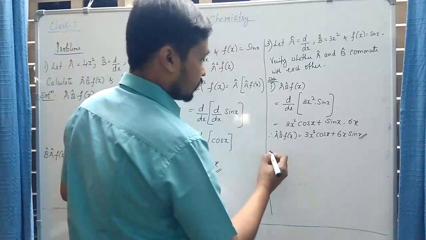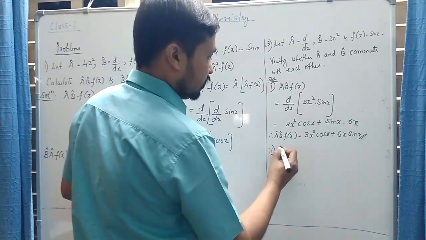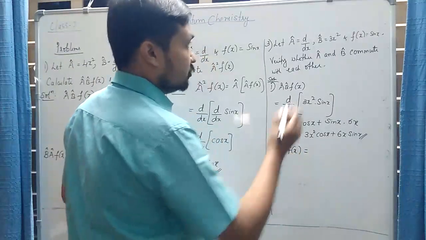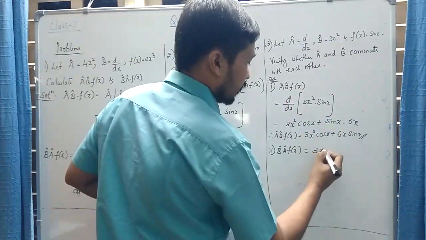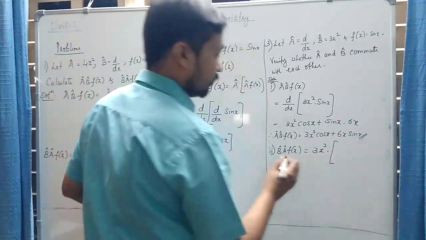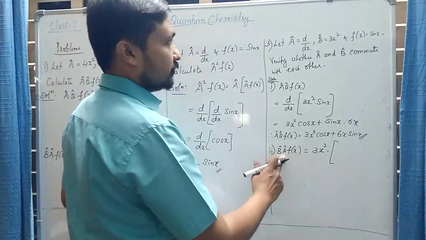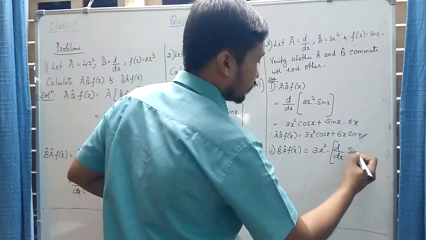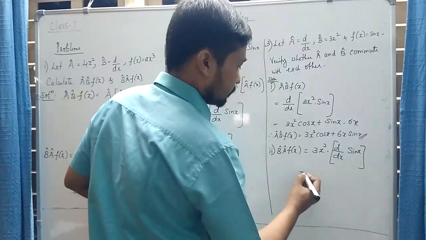Now let us calculate B into A of f of x. That is, B is 3x square, a multiplication operator, into A of f of x, that is d by dx of f of x, that is sin x.